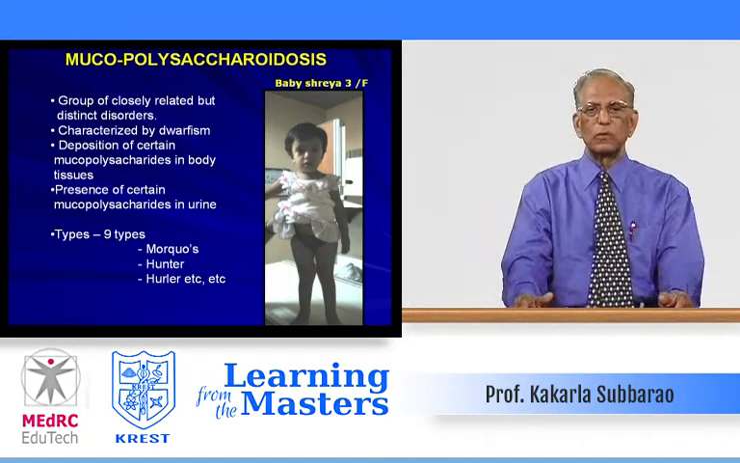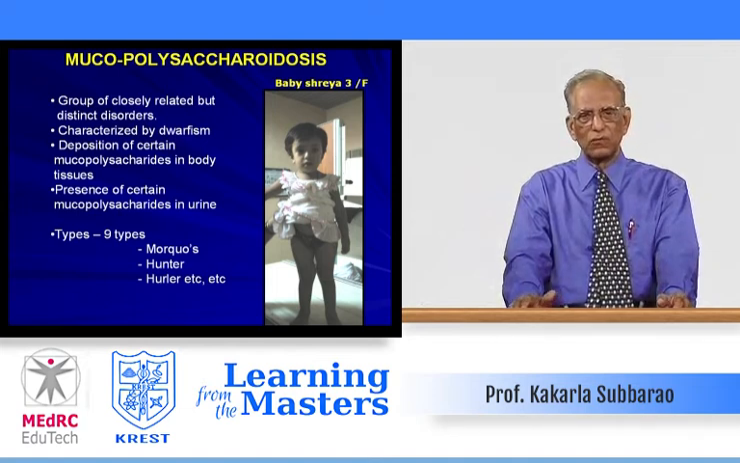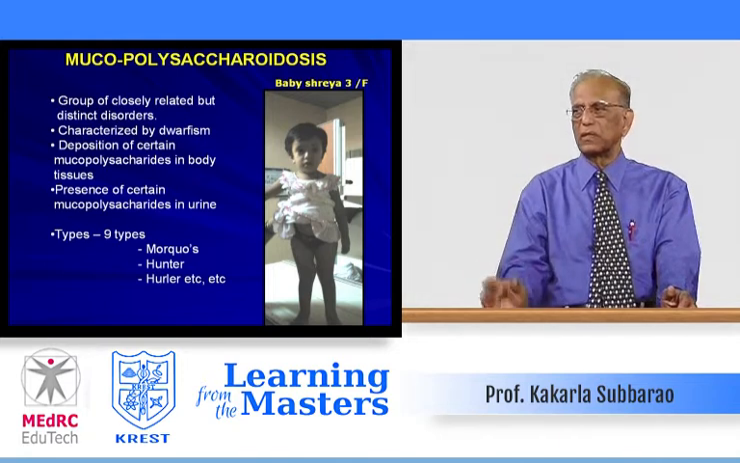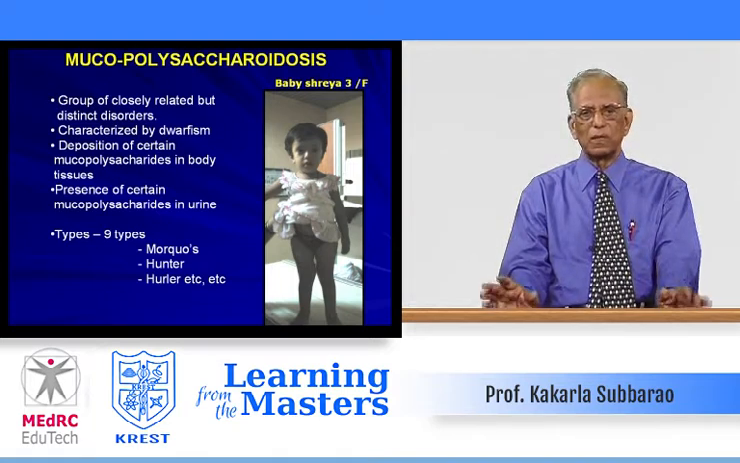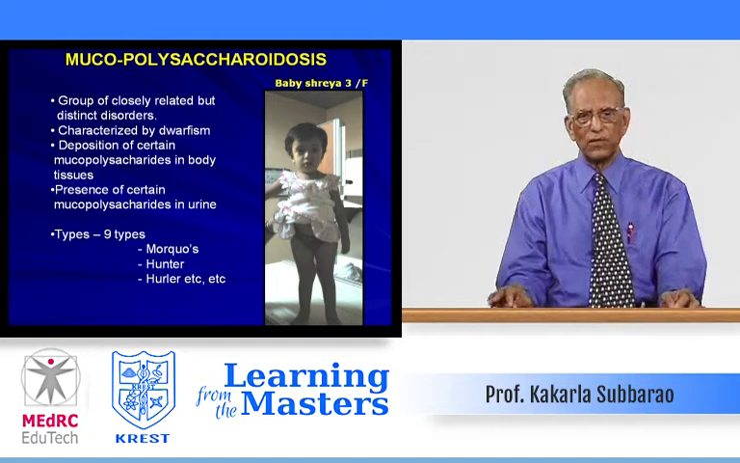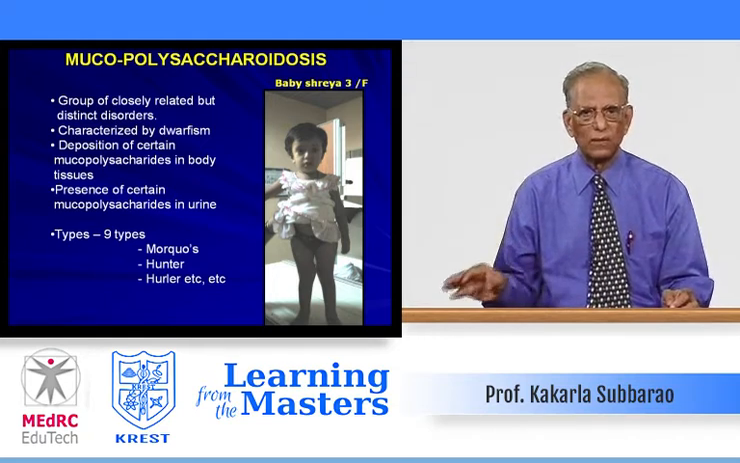Now we come to the most confusing. I shouldn't say confusing. If you go into the details of the subject, it's clear cut, but for a general radiologist, it is confusing. Mucopolysaccharidosis: baby Shreya, 3 years, female. Look at the clinical appearance, the head and the bowed legs. It is a group of closely related but distinct disorders characterized by dwarfism. The common factor is dwarfism, with deposition of certain mucopolysaccharides in body tissues and presence of certain mucopolysaccharides in urine. So you require urine examination to differentiate one mucopolysaccharide disease from another.